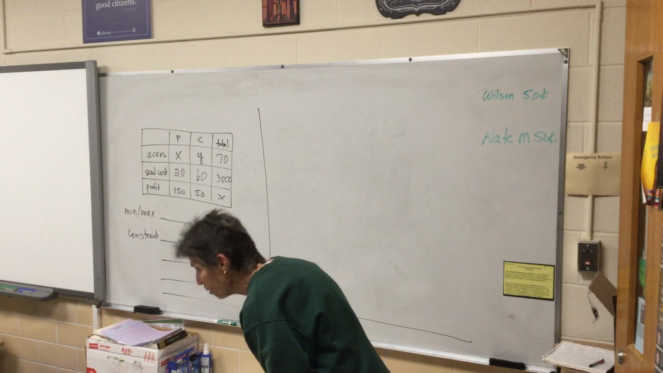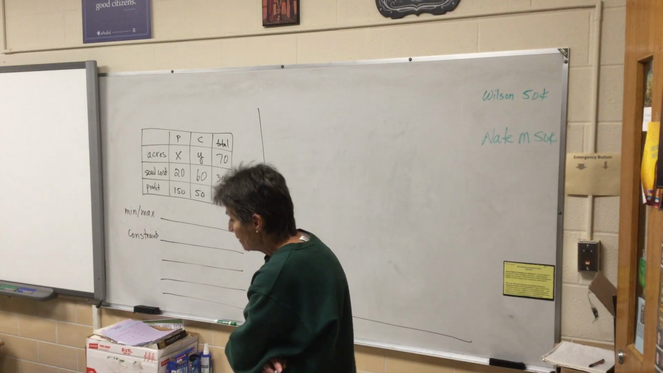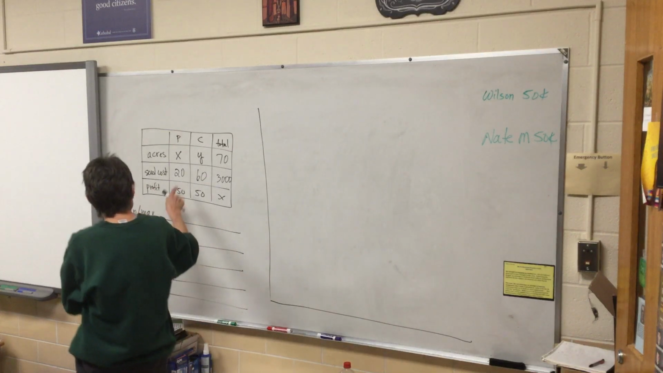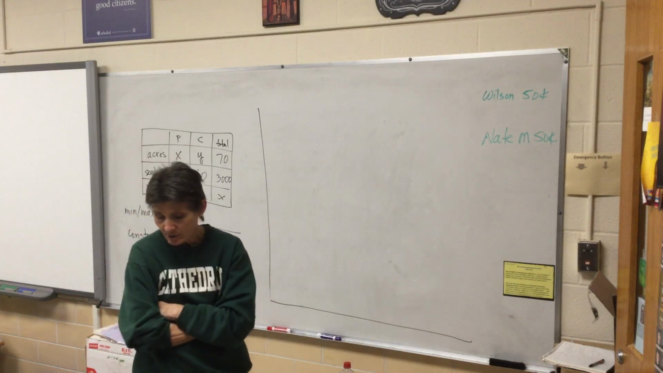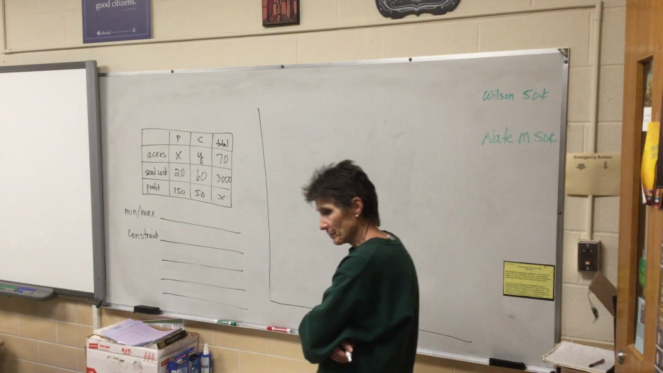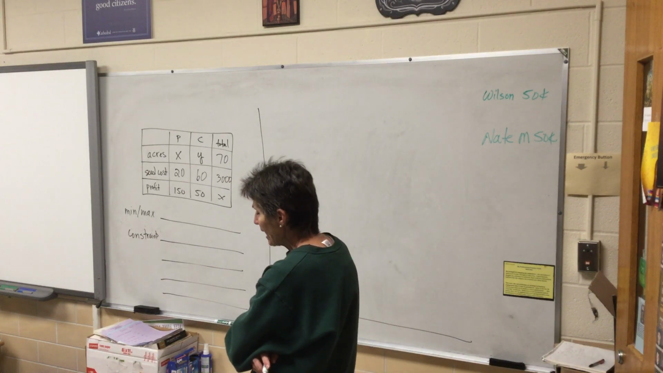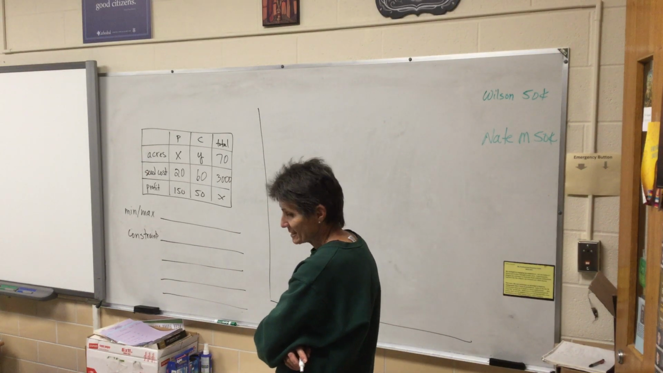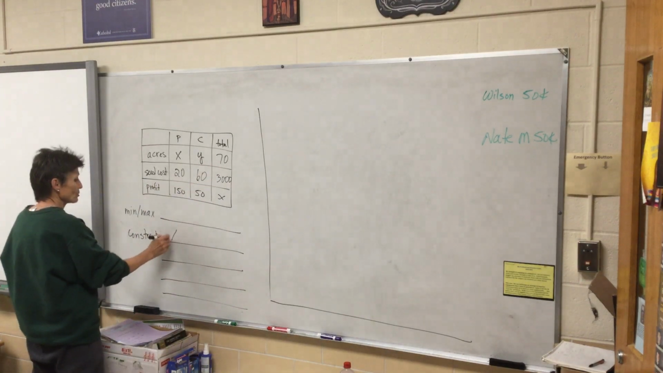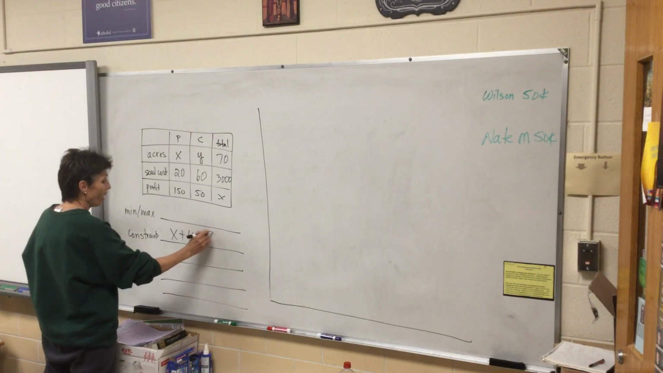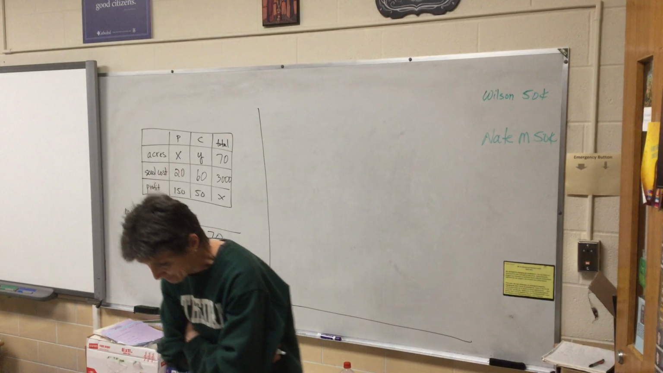I wanna know how many acres of potatoes I'm going to plant. But every acre is going to cost me $20. So if I plant 3 acres, it's gonna cost me $60. If I plant 5 acres, it's gonna cost me $100. I don't know how many acres I'm planting, but I know that I only have 70 acres total. So X plus Y have to add up to be less than or equal to 70. Would you agree with that?